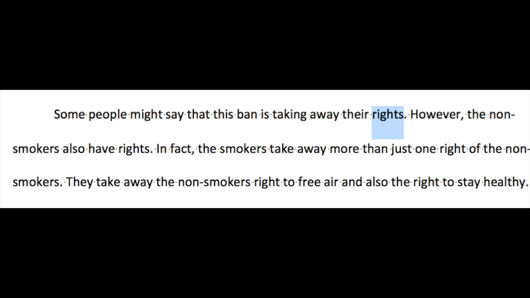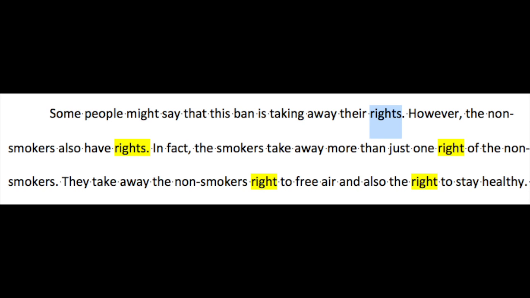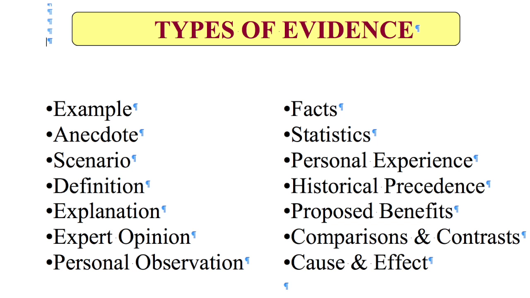So the writer anticipates that the opponents of his claim will argue that people's rights are being violated and debunks it in advance by using that very argument against the opposition. So consider what you just learned and try it for yourself. And if you find yourself stumped, you can refer to this list for different types of evidence that you may use.